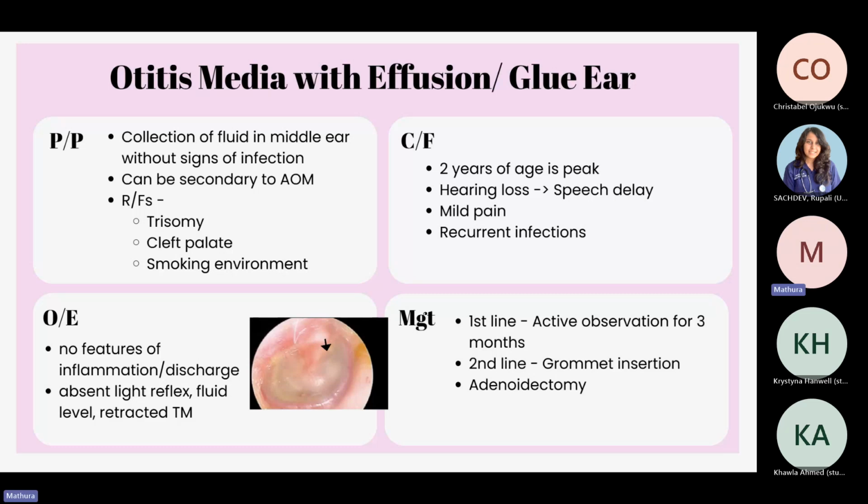Usual management starts off with a bit of a watch and wait, usually for 3 months. If there's no resolution, you would then consider something called a grommet insertion. So a grommet is a tiny tube and essentially helps equalize the pressure between the middle and outer ear, and that will fall out by itself with normal epithelial migration. If a patient is getting recurrent glue ear, you may also consider an adenoidectomy.